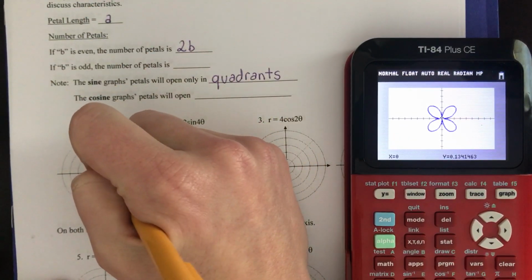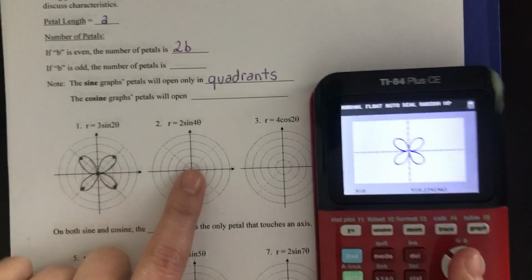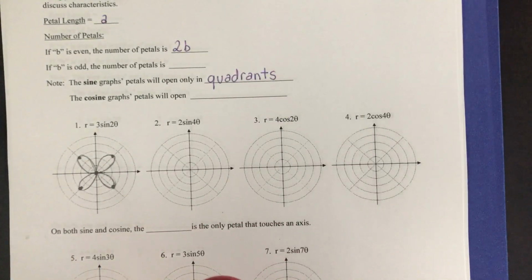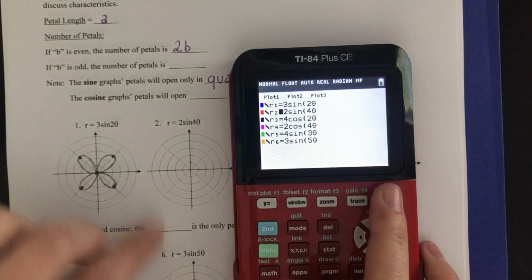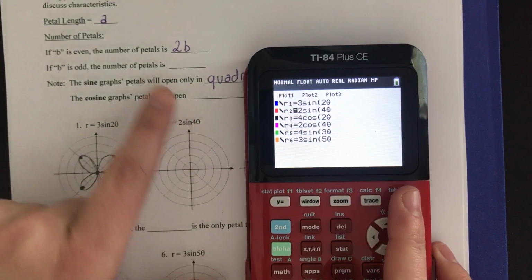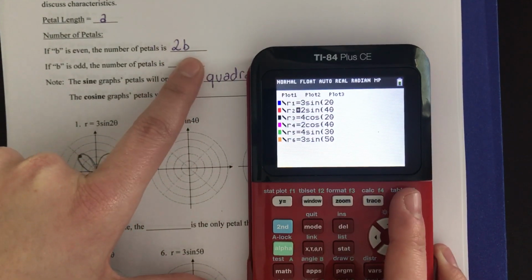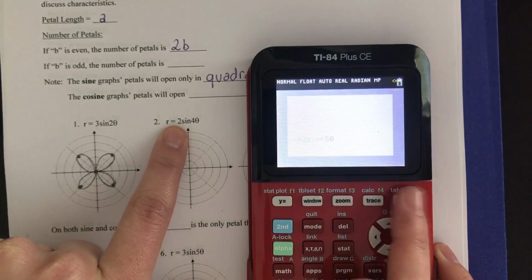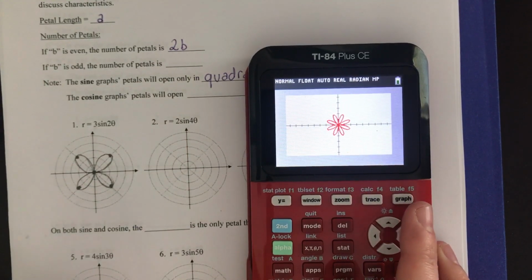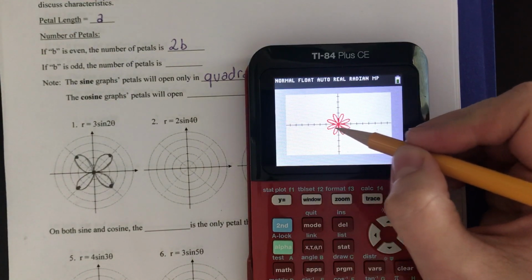All right, so it said to do 1 and 5, but I'm actually going to keep going on to number 2. So let's look at number 2 next. So I'm turning off number 1, turning on number 2. So this will be interesting. We would imagine that there will be 8 petals because if b is even, it should be twice b. So 8 petals while the petal length is 2. So cool to watch. I'll never get over it. So we are correct. There are 1, 2, 3, 4, 5, 6, 7, 8.